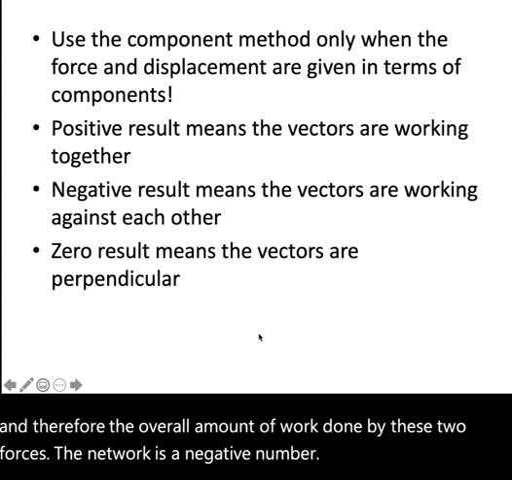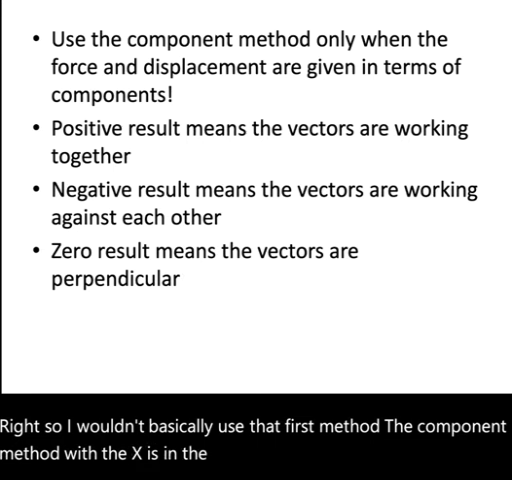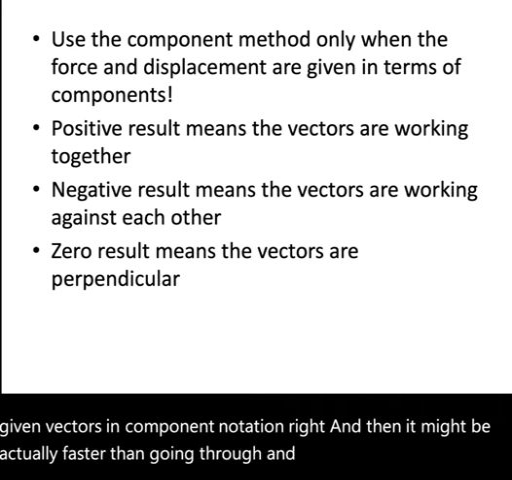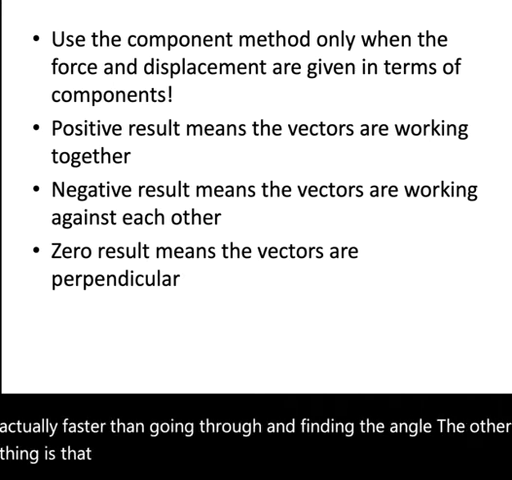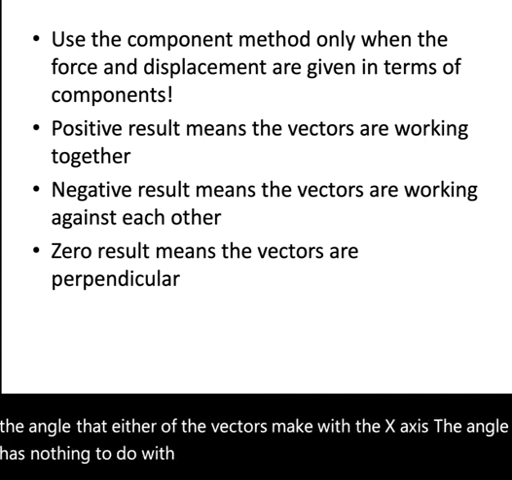So I wouldn't basically use that first method, the component method with the x's and the y's and the z's, unless you're given vectors in component notation, right? And then it might actually be faster than going through and finding the angle. The other thing is that you should be careful about the angle, right? It's not the angle that either of the vectors make with the x-axis. The angle has nothing to do with the x-axis.